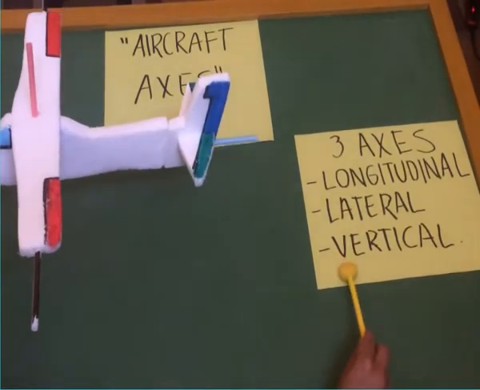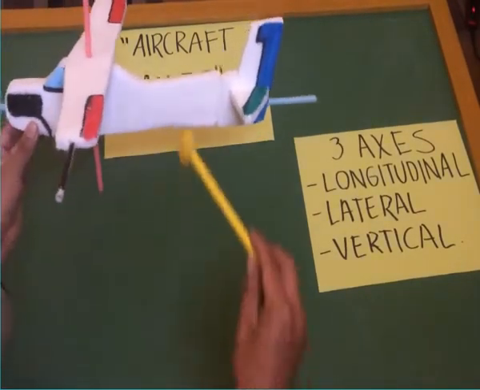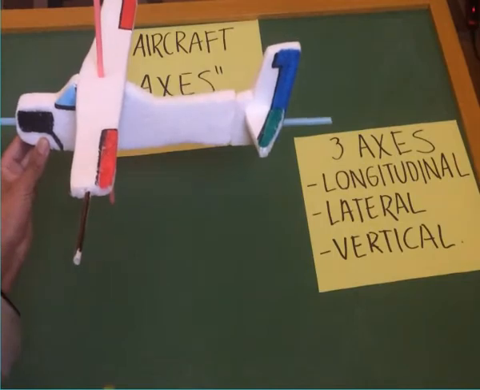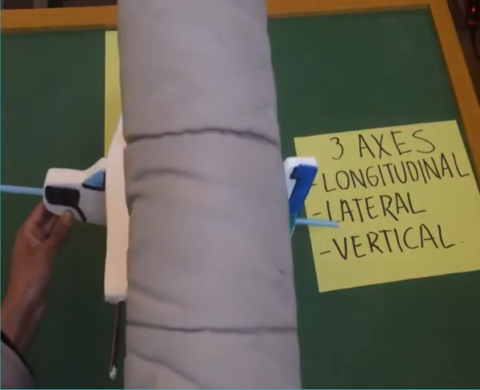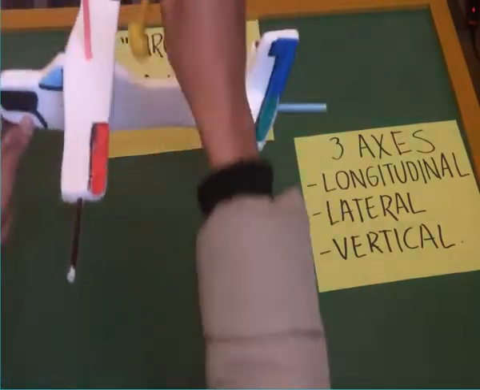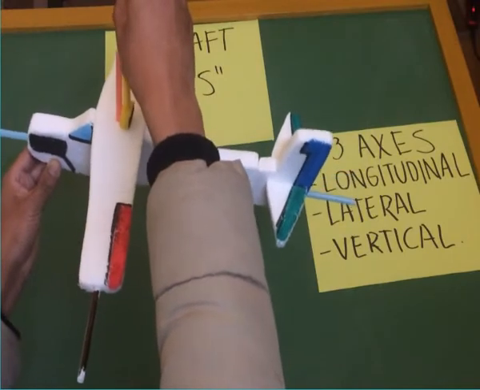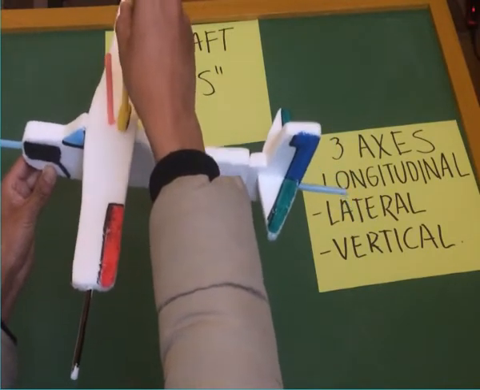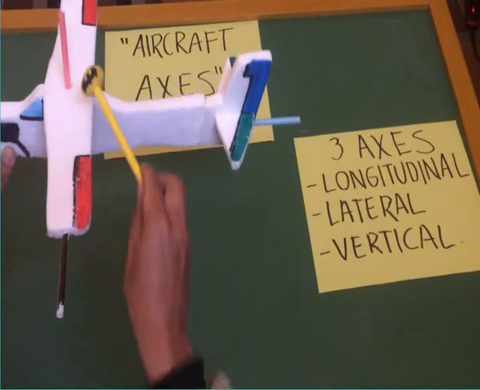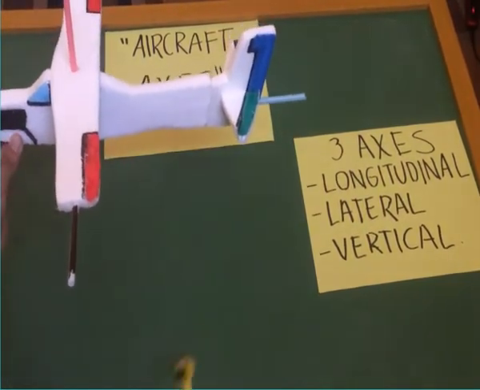And finally, we have the vertical axis. Vertical axis is this imaginary line that goes from up to down. Is vertical to the wing, okay? 90 degrees of the wing.